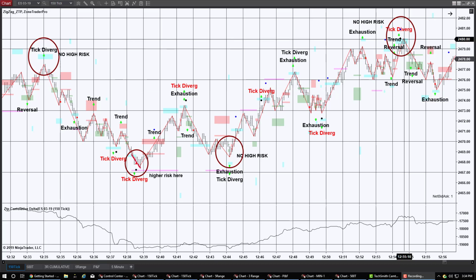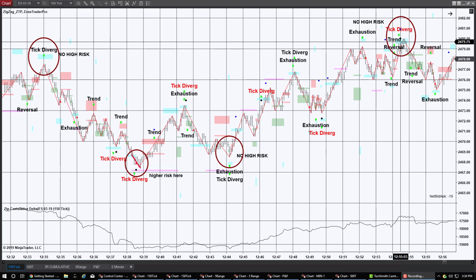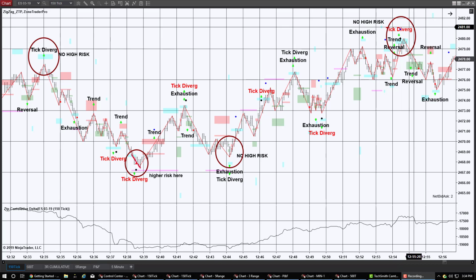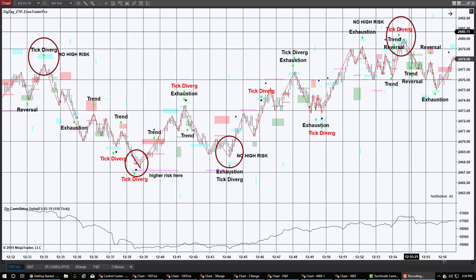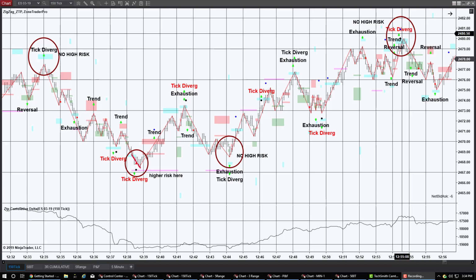The last pattern that we're going to look at here is where we would be selling and reversing, and that was a counter trend trade. Originally it was tick divergent, became non-tick divergent, and we see that in this red label here. But that does not produce any additional risk that would keep us out of a trade.